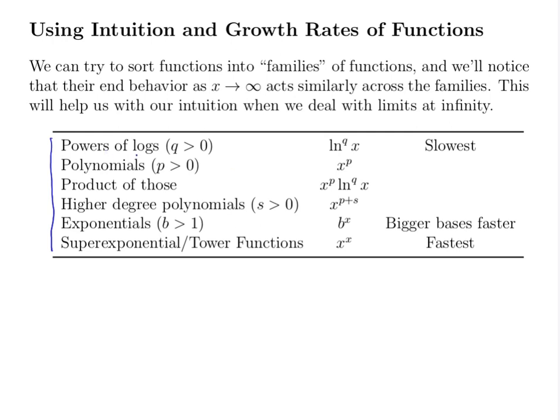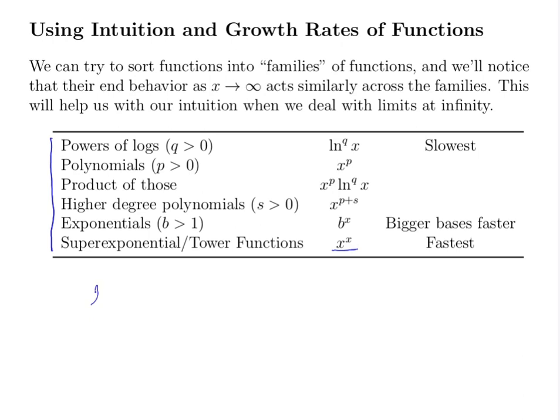Our slow ones are logs, even with exponents on them, so log squared is pretty slow. Polynomial functions grow to infinity faster. If we increase the degree of our polynomials, they go faster, so x cubed goes to infinity faster than x squared. Exponentials go even faster, and bigger bases are faster than smaller bases, so 10 to the x goes faster than e to the x. And then this weird x to the x function is the fastest one of them all.